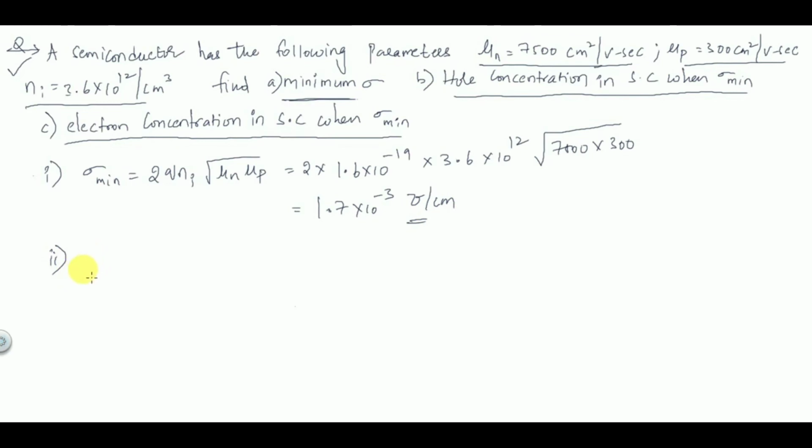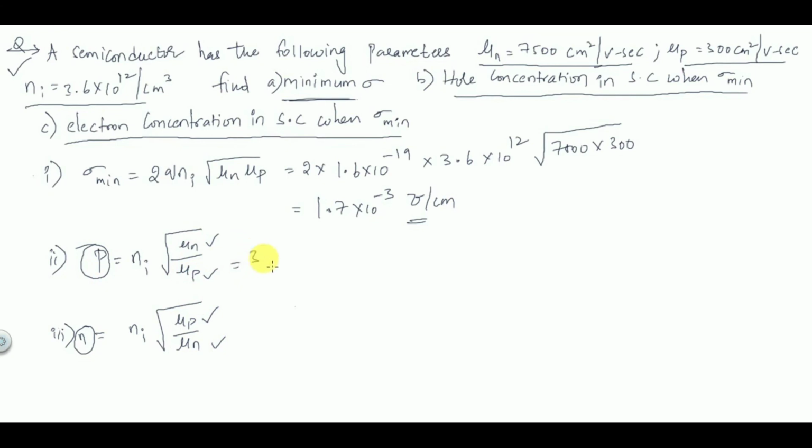The second question is to find the hole concentration, that is p, when conductivity is minimum. The formula is ni into root of mu n by mu p. Remember that if you are calculating for hole, you have to write electron first, so mobility of electron by mobility of hole. Similarly, when you are finding the electron concentration, it is ni into root of hole by electron. So it is opposite here: if you are finding for electron, you write hole by electron, and if you are finding for hole, you write electron by hole. Just remember this.